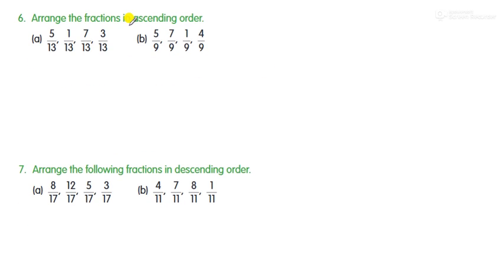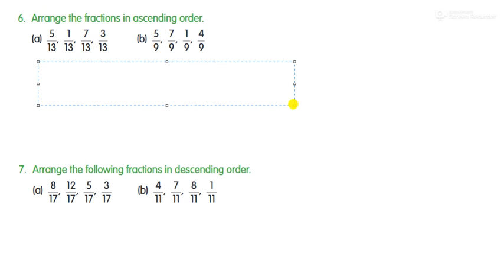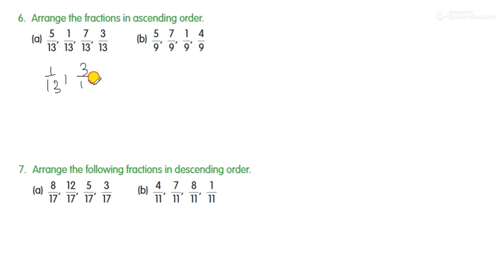Here arrange the fractions in ascending order. Here a bit is 5 by 13, 1 by 13, 7 by 13 and 3 by 13. So here ascending means lesser number to the bigger number. So 1 by 13. Next 3 by 13. Next 5 by 13.